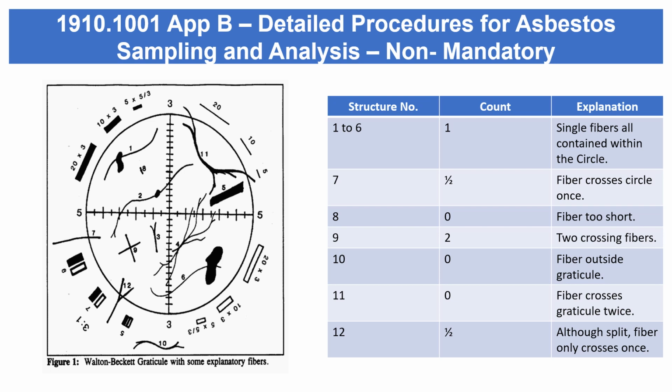Figure 1. Walton-Beckett graticule with some explanatory fibers. Structure numbers 1 to 6, the count is 1, small fibers all contained within the circle. Structure number 7, the count is half, fiber crosses circle once. Structure number 8, the count is 0, fiber too short. Structure number 9, the count is 2, two crossing fibers. Structure number 10, the count is 0, fiber outside graticule. Structure number 11, the count is 0, fiber crosses graticule twice. Structure number 12, the count is half, although split, fiber only crosses once.